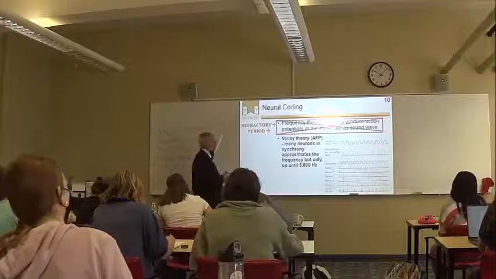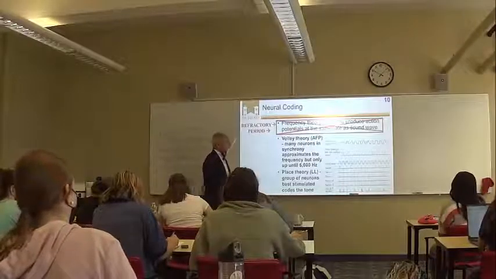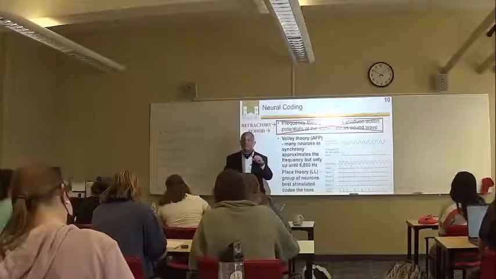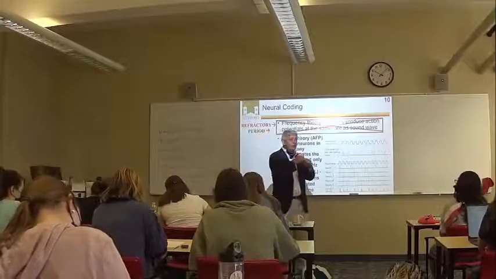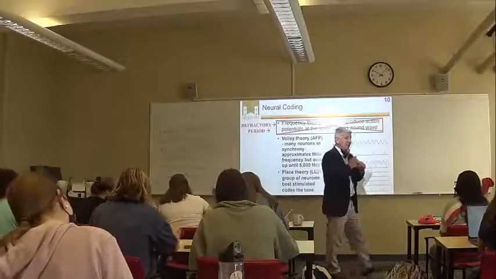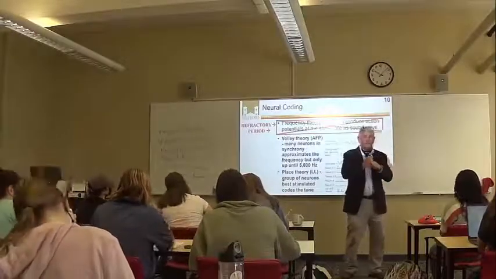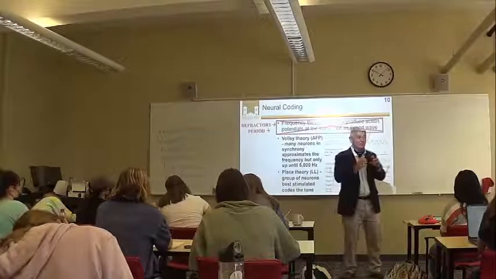Okay? So we have two types of neural coding. The place on the cochlea, the group of neurons that are being stimulated by that place, is a labeled line for a particular frequency, right?